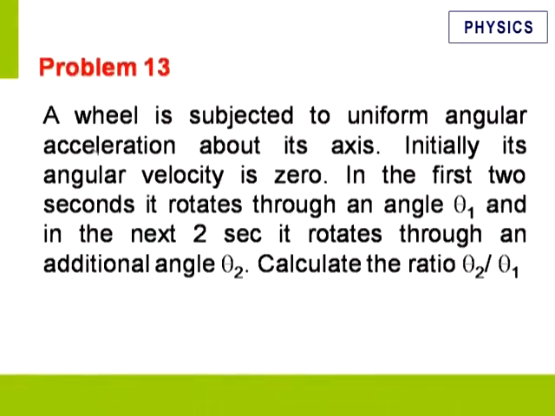A wheel is subjected to uniform angular acceleration about its axis. Initially, its angular velocity is 0. In the first 2 seconds, it rotates through an angle theta 1, and in the next 2 seconds, it rotates through an additional angle theta 2. Calculate the ratio theta 2 by theta 1. So this problem is based on circular motion.